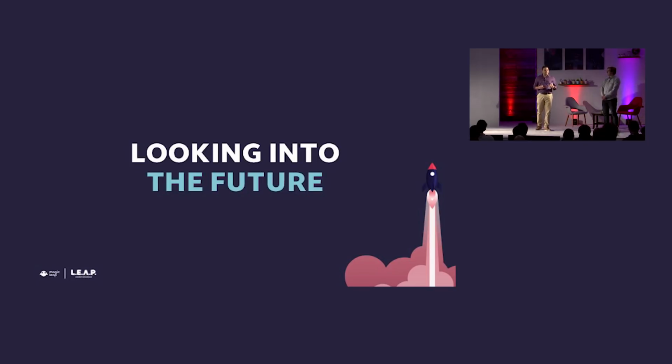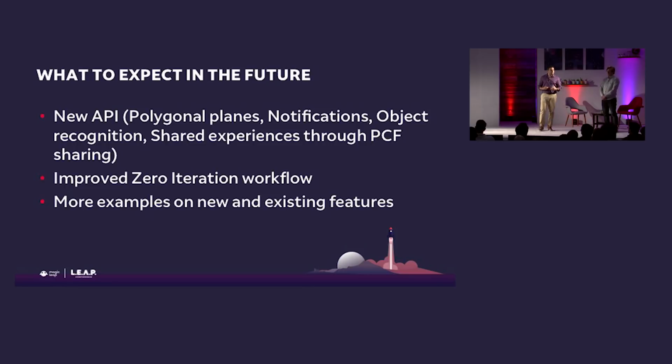All right, so I hope that gave you a good overview of how to get persistence working in Unity. Let's look into the future for both Magic Leap and Unity. As I mentioned earlier, we are a growing platform. We are adding new APIs and bug fixes every release. These are some of the APIs that we are currently working on. We are also working on improving the zero iteration and the ML Remote workflow by reducing some of the manual steps in that process. And as always, we are adding new examples to help you understand the existing and the new APIs.